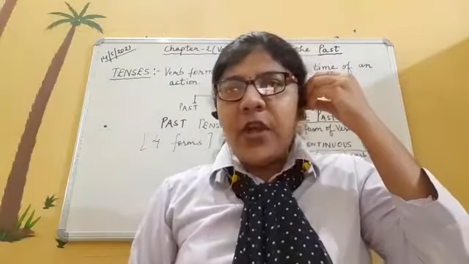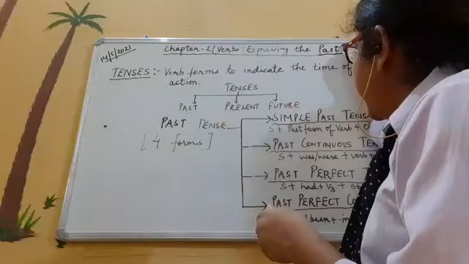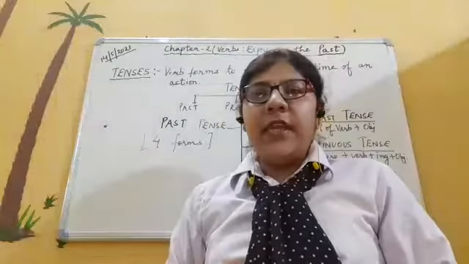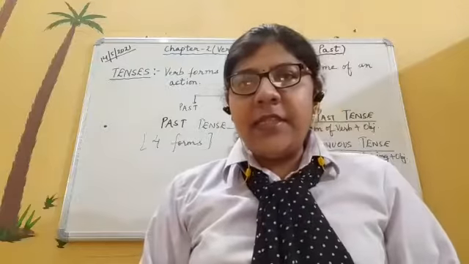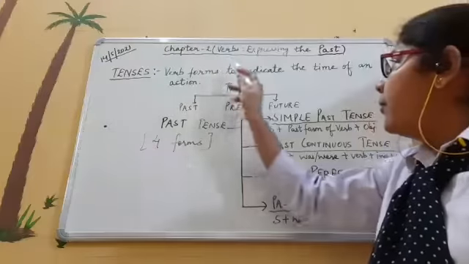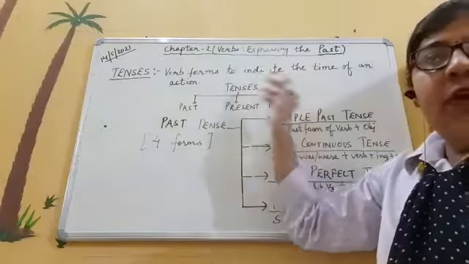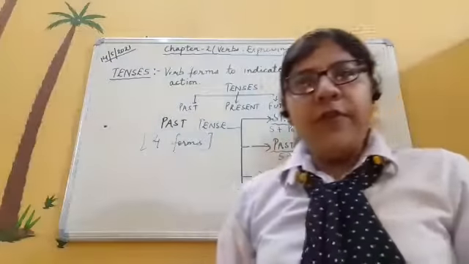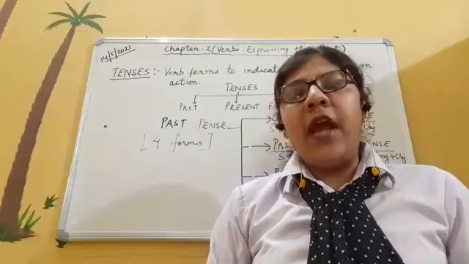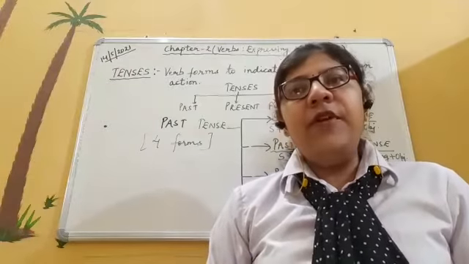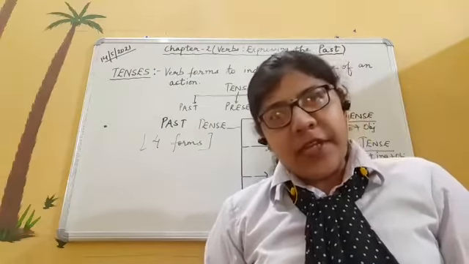Okay, now before coming to the concept of the past tense, please remember, once again, let's discuss the tenses. See, what basically is tense? It is the verb form which indicates the time of an action. Any form of the verb which is telling you at what time the action took place is given the name tense.